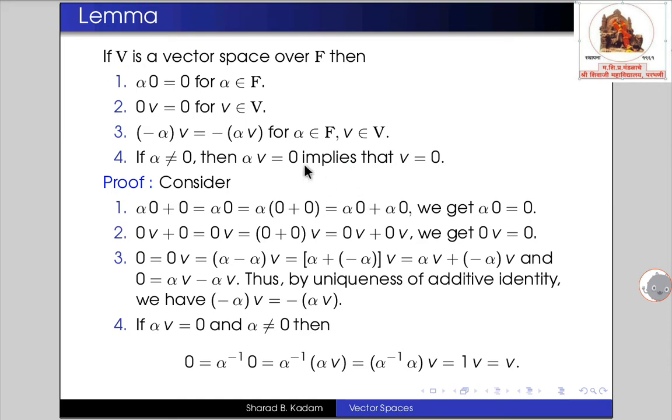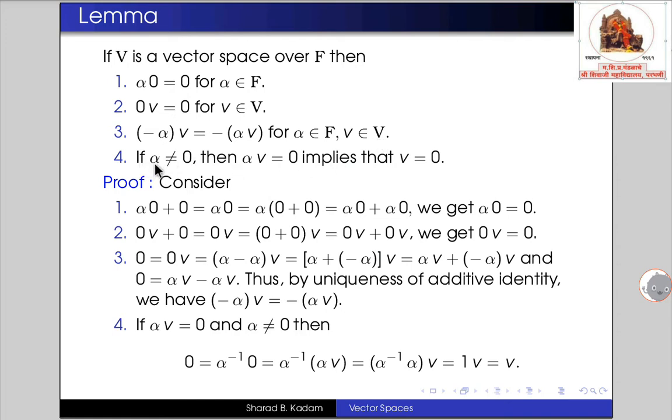So the statement is, if V is a vector space over the field F, then we are required to prove these four conditions. First condition is alpha into 0 equals to 0 for alpha in the field F. Next, 0 into V equals to 0 for V in the vector space V. Third condition is minus alpha into V equals to minus in bracket alpha into V for a scalar alpha in the field F and for a vector V in the vector space V.